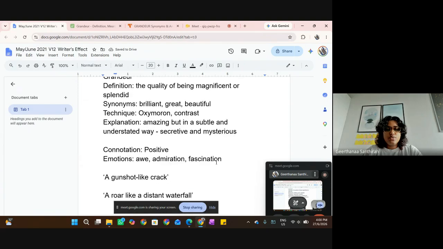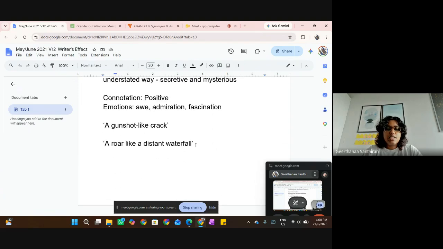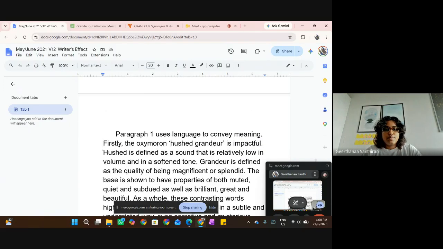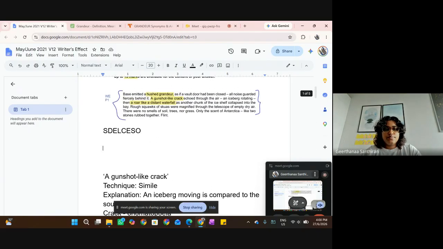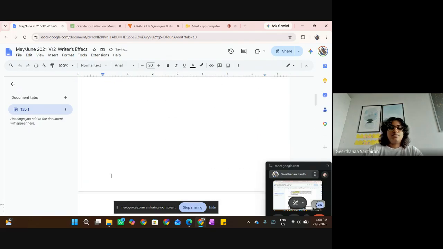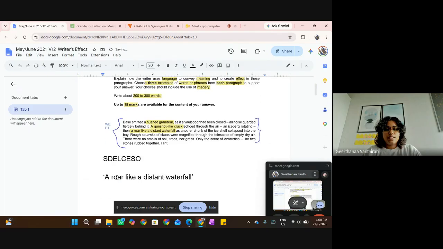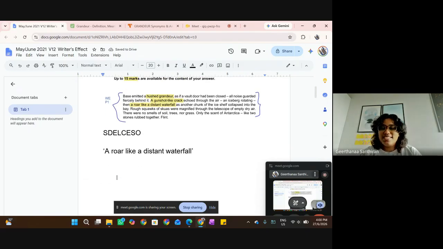And we shall go to our last phrase, a roar like a distant waterfall. Let's put it up. I want to see the full sentence. That always helps. Put you down here. Okay, a roar like a distant waterfall, as another chunk of the ice shelf collapsed into the bay. Okay, it has the words like. That's a simile.